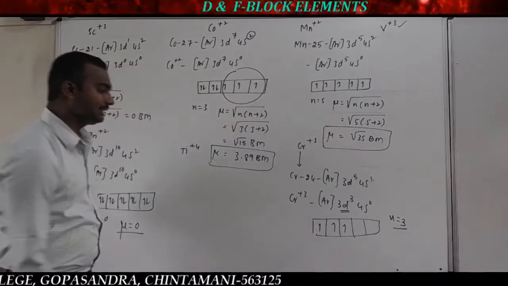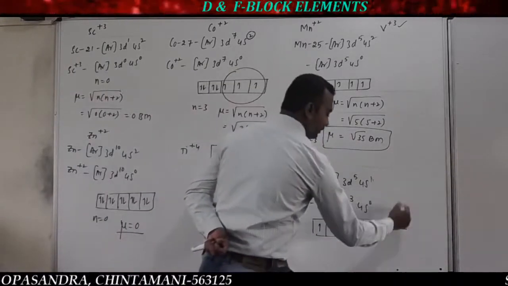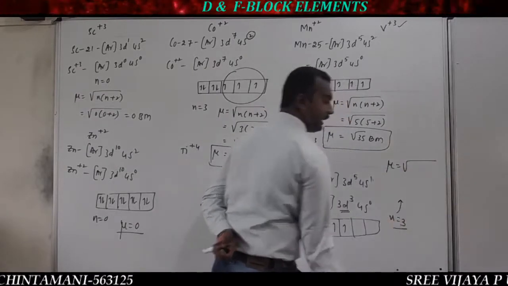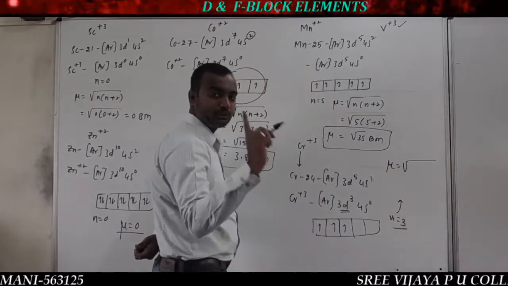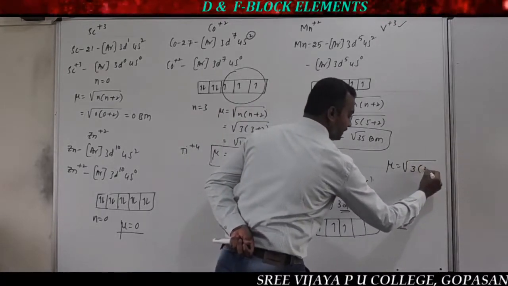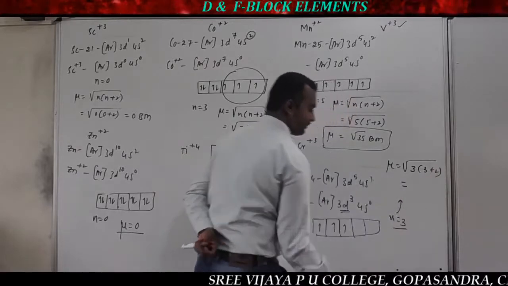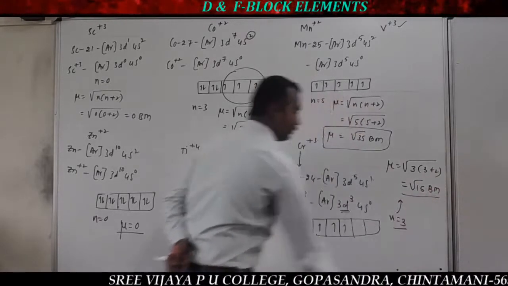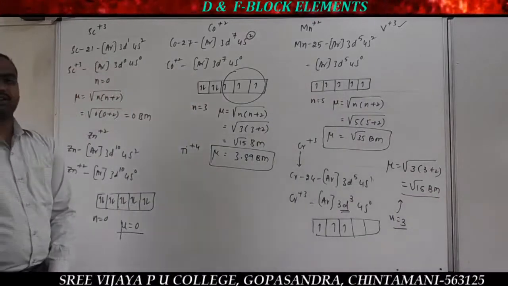So n is equal to 3. Now calculate the magnetic moment for this. Mu is equal to root of n into n plus 2. The formula carries a mark, so you should not miss the formula. So it becomes 3 into 3 plus 2, which is equal to root 15 Bohr magneton. That is the mu value for chromium plus 3.